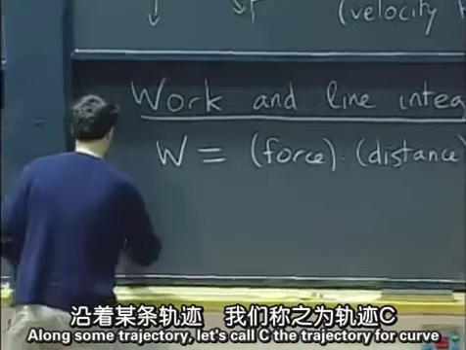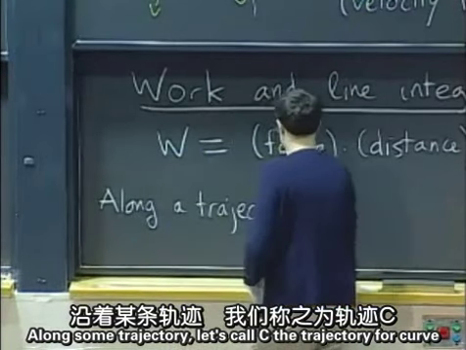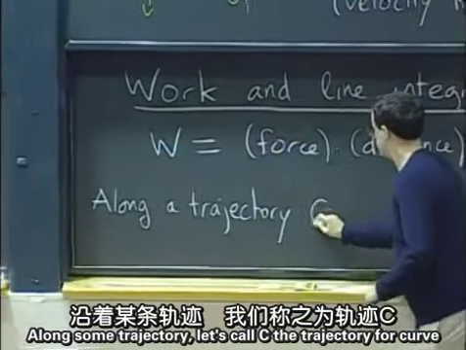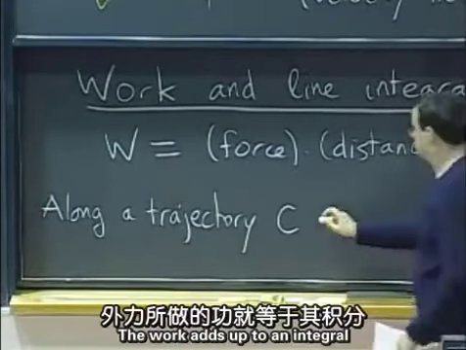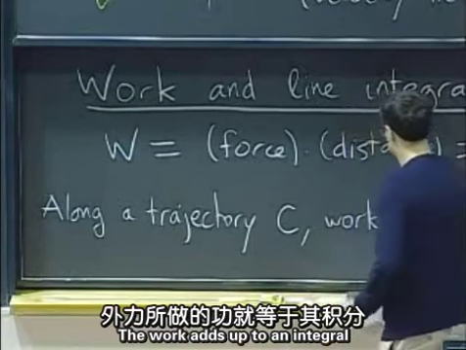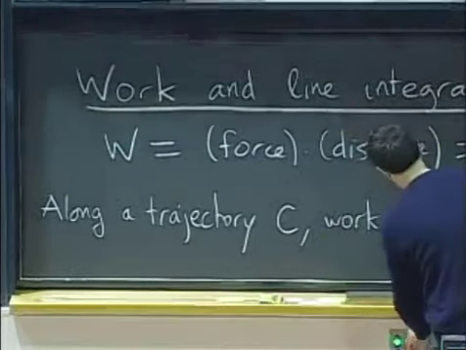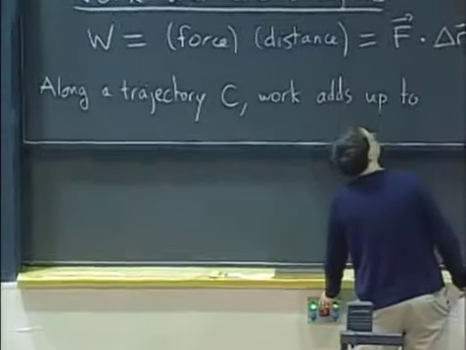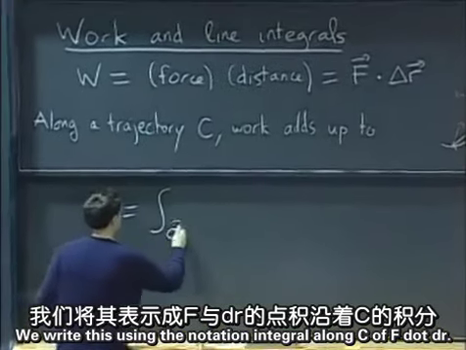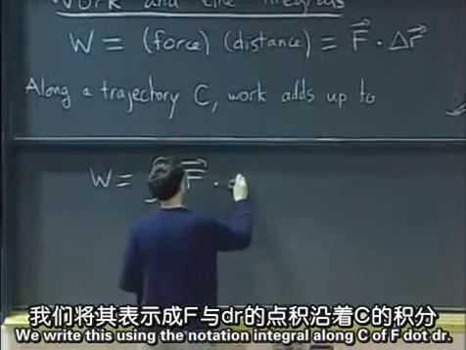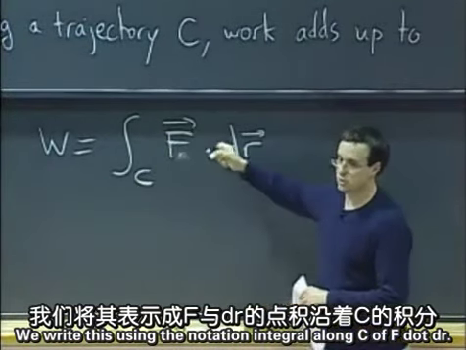Okay, so along some trajectory. Let's call C the trajectory for curve. You know, it's some curve. And here, the work adds up to an integral which, well, we write this using the notation integral along C of f dot dr.